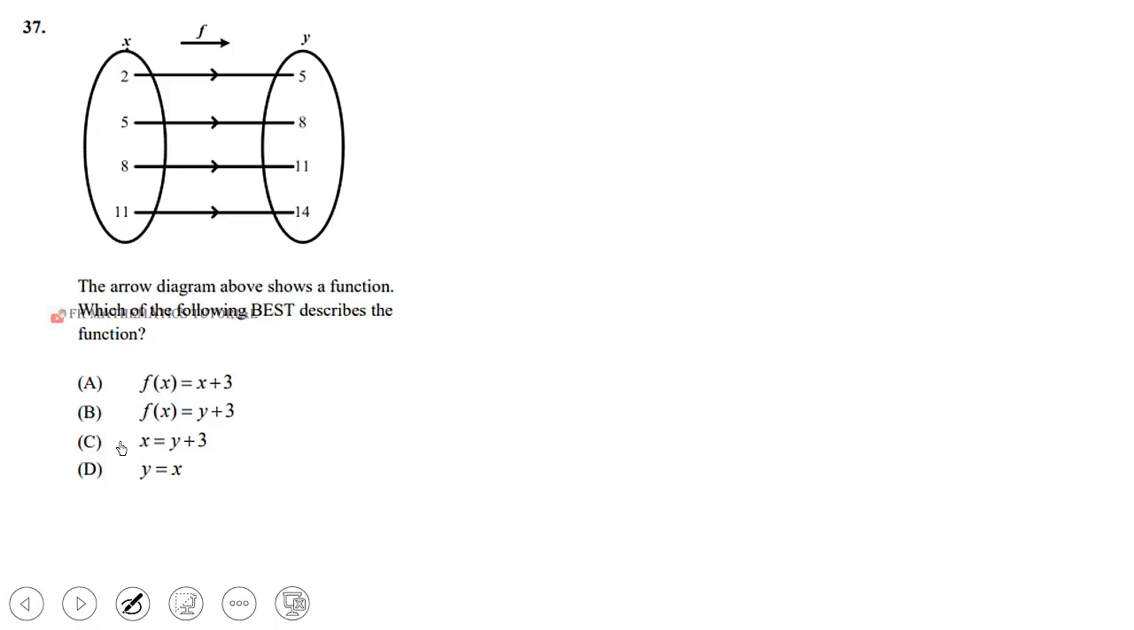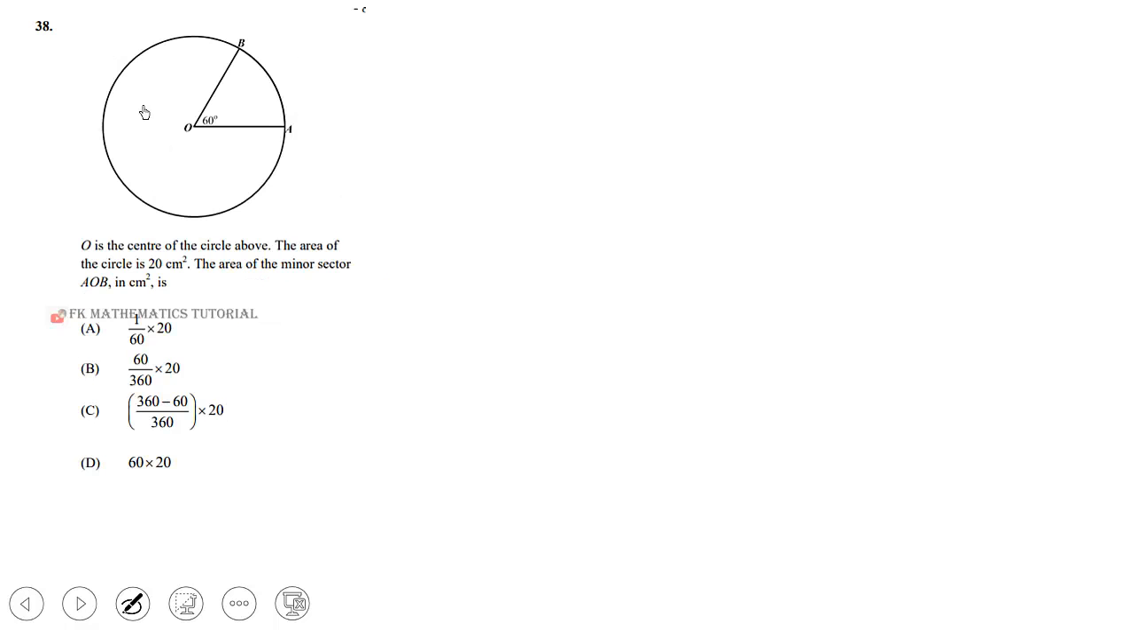37. The arrow diagram above shows a function. Which of the following best describes the function? So 2 plus 3 is 5. We are checking for the first one. 2 plus 3 is 5, 5 plus 3 is 8, 8 plus 3 is 11, 11 plus 3 is 14. So the correct answer is A. If you check for the second one, it's not correct. 2 is not equal to 5 plus 3.